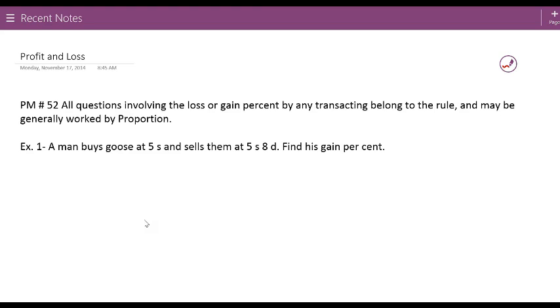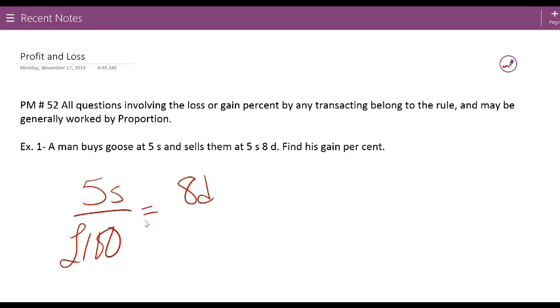Example 1: a man buys geese at 5 shillings and sells them at 5 shillings 8 pence. What is his gain percent? So he is selling them at 5 shillings. We're going to compare that as though he were buying at 100 shillings, or 100 pounds, because percent is per 100, equal to 8 pence, the amount that he raised the price, compared to our unknown value, that was his gain percent.